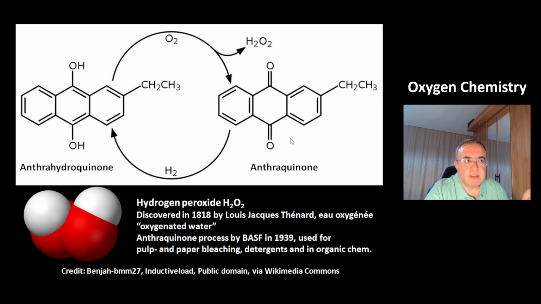That's the reduction of this compound anthraquinone with hydrogen, then you get anthrahydroquinone. And the reaction with oxygen produces hydrogen peroxide, and you get back your catalyst anthraquinone. H2O2 can be used for pulp and paper bleaching, and for detergents, and in organic chemistry.